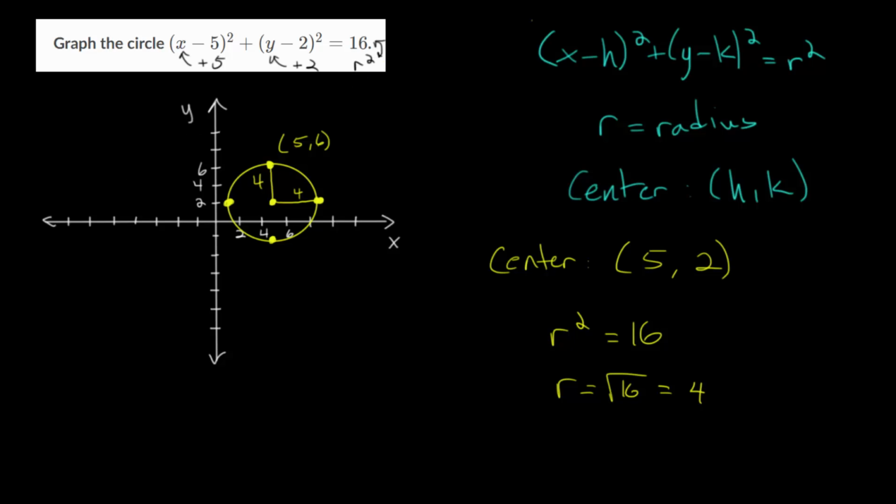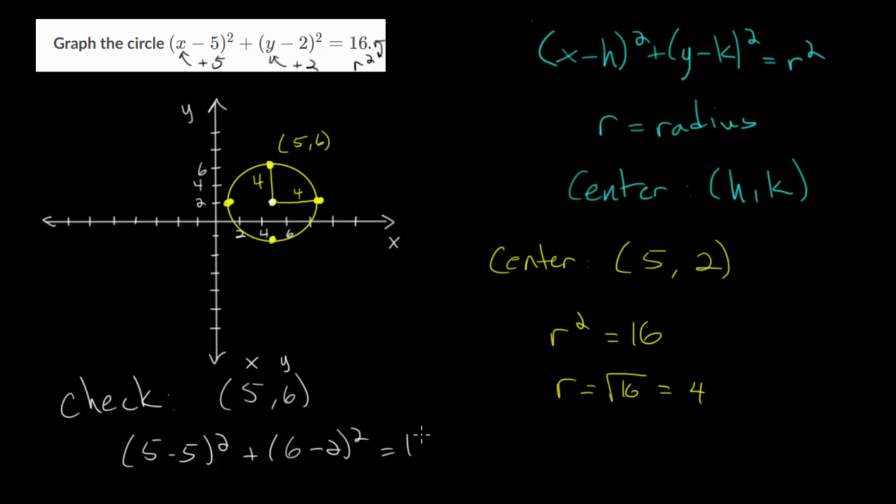And remember, to check your work, you can take one point that you know is on the circle that you found using the radial distance from the center point and plug it into the equation. And if you get back something true, you can feel more confident that this graph is correct. So we're going to check that 5, 6 is actually on this circle, and we're just going to plug it in. So x is 5, y is 6, so we get 5 minus 5 squared plus 6 minus 2 squared, and this should equal 16.